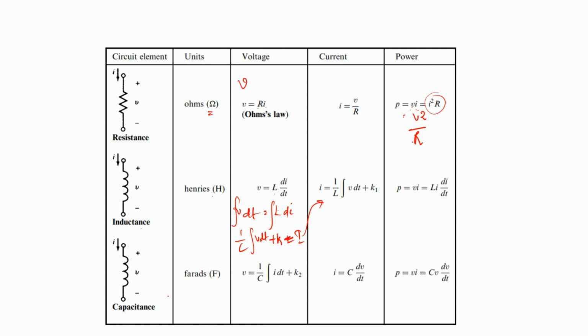Next is capacitance. The unit is farads, and the voltage can be given as V is equal to 1 by C integral I dt plus K, where K is the constant of integration. So this arrives from rearranging and integration of the current relation, that is I is given as C dV by dt. The power is C into V dV by dt. So that's the summary of all the circuit elements in use, the voltage, current, and power relations.